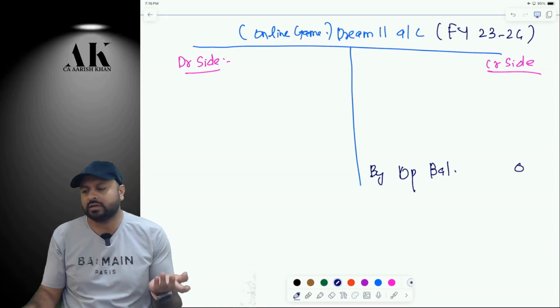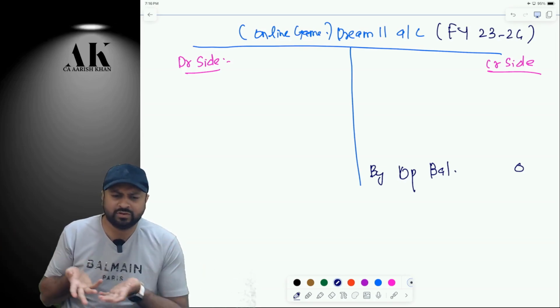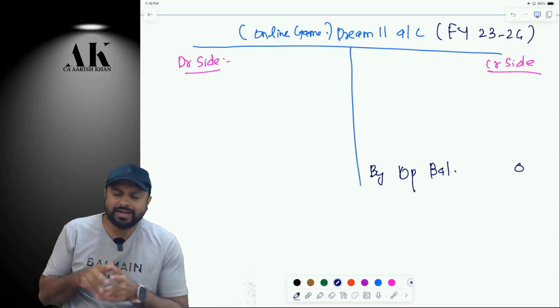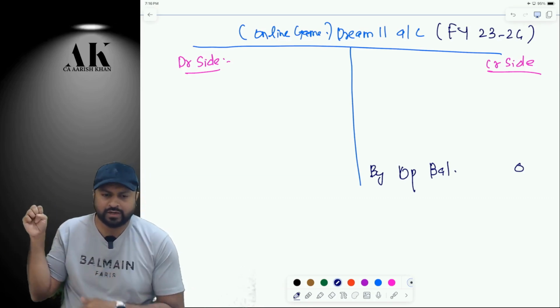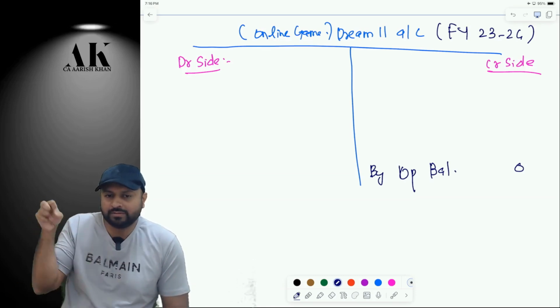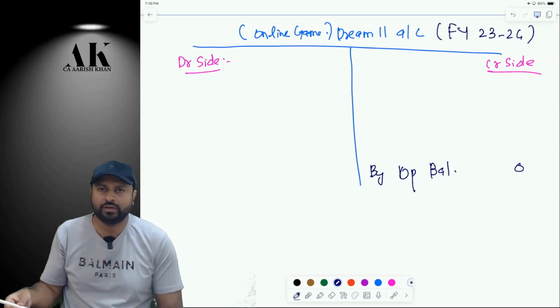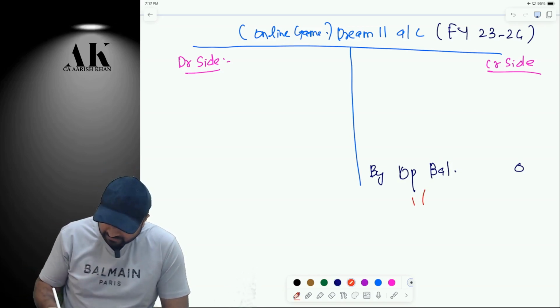So how can we open the account? The way you open an account on Facebook or Instagram, the same way you can open an account on Dream 11. But at Dream 11, there is one extra step that you have to do KYC later on if you want to withdraw the money. If you want to withdraw the money, you have to do the KYC also. Because if you are withdrawing the money, tax implications will come, then you have to give your PAN, etc. All these details have to be given. Right now, there is nothing. Opening balance 0, 1st April 2023.